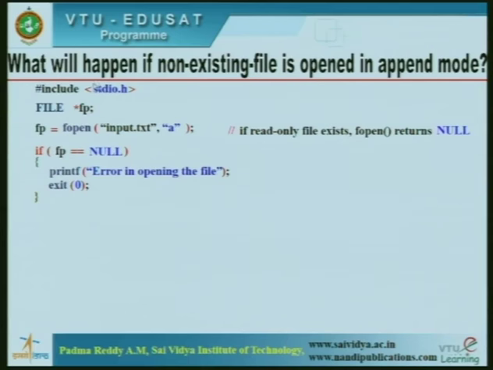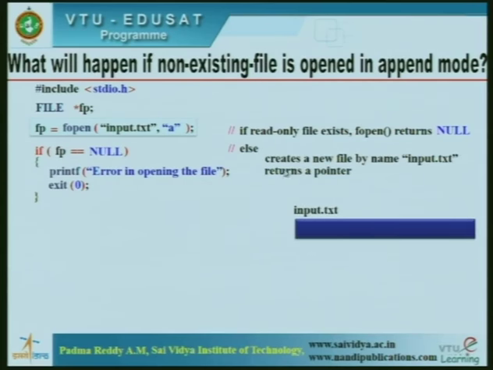Now finally we see what will happen if a non-existing file is opened in append mode. Here the function fopen will not return null. So control comes to the else portion. It creates a new file by name input.txt. If input.txt is not there in the hard disk, a new file will be created, and it returns a pointer to the beginning of the file. That will be copied into the variable fp. Now tell me, is fp equal to null? No. So definitely control comes out of this and these statements are executed.